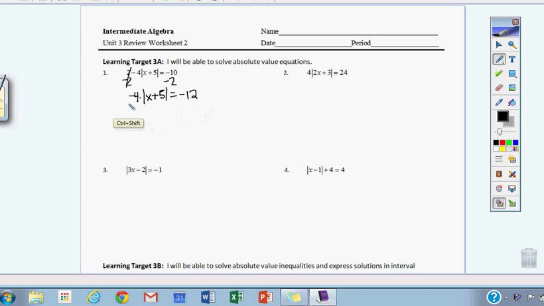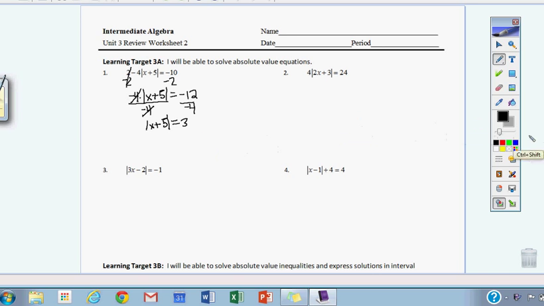We're working here to get this absolute value all by itself. So I have to divide both sides by negative 4. Undo this multiplication with division. Don't add here, which some of us are doing. So now I have the absolute value of x plus 5, and that is equal to a positive 3.